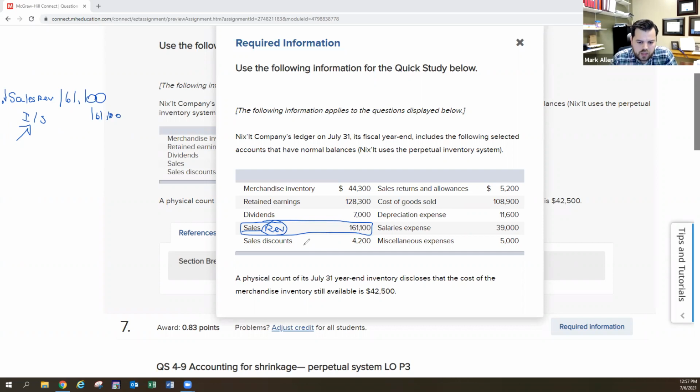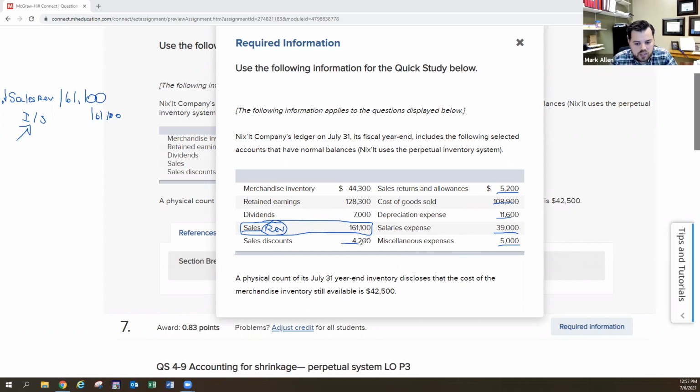Now, the only other thing that we now need to deal with is the closing of our expense accounts. So we'll be looking at our expense accounts, and we see here we've got sales discounts, sales returns and allowances, cost of goods sold, depreciation expense, salaries expense, miscellaneous expense. All right, I'm not going to rewrite all of these. I'm going to tell you, though, we are closing all of these accounts. And so when I close an expense, right, they increase with a debit. So to close them will require a credit. So I will be crediting all of these accounts.